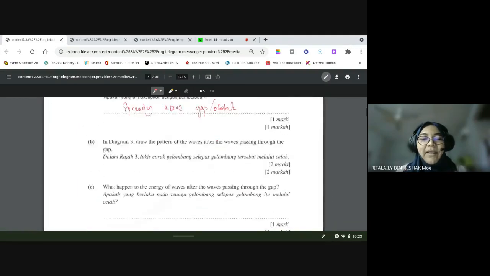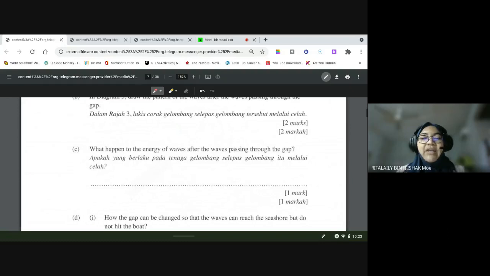What happened to the energy of the wave after the wave passing through the gap? So, apa jadi kepada energy? Decreases. Okay. Decreases. Okay, or less. Or smaller. Dalam structure, auto decreases, dia dah dapat markah. Auto less, dia dah dapat markah.